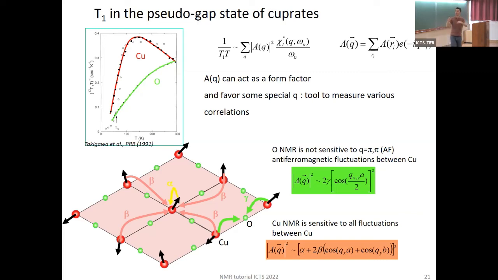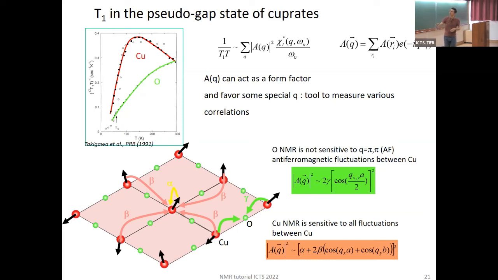Anyway, you measure 1 over T1 there, and these systems are very good because you can measure yttrium NMR, copper NMR, oxygen NMR, and you can compare all that. So it's a nice playground for NMR. Here it's a comparison of 1 over T1 for copper and for oxygen. If you measure the shift for copper and oxygen, it's the same. You have this pseudogap change. But the 1 over T1 is very different.